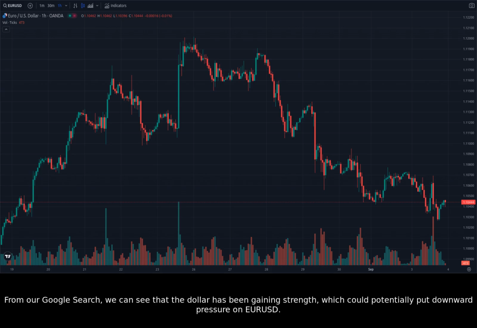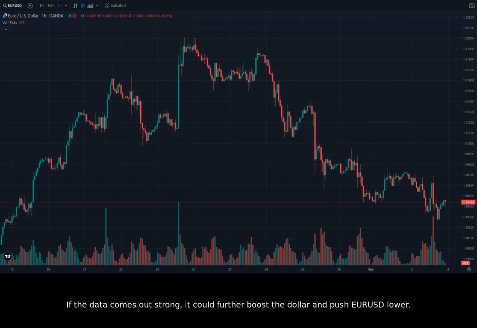continue. From our Google search, we can see that the dollar has been gaining strength, which could potentially put downward pressure on EURUSD. This could be due to the anticipation of key economic data releases in the US, particularly the upcoming non-farm payrolls report. If the data comes out strong, it could further boost the dollar and push EURUSD lower.